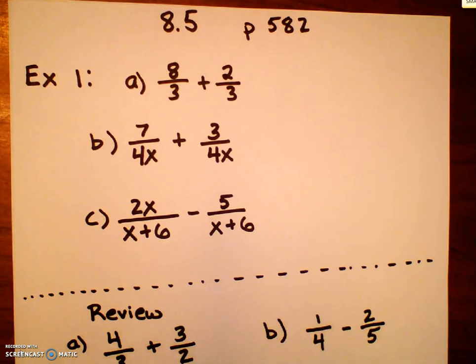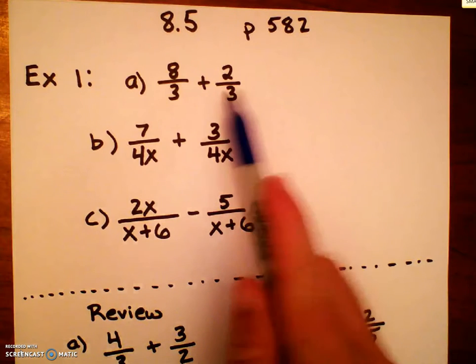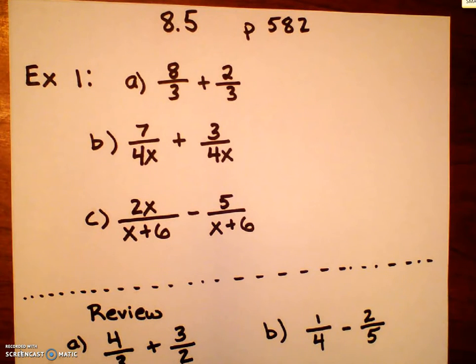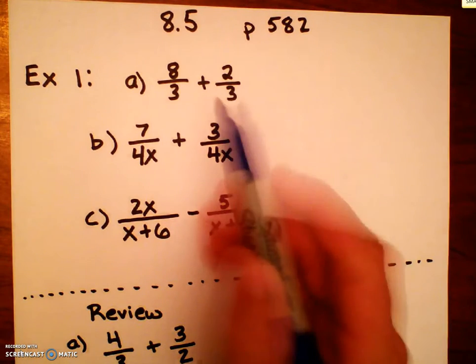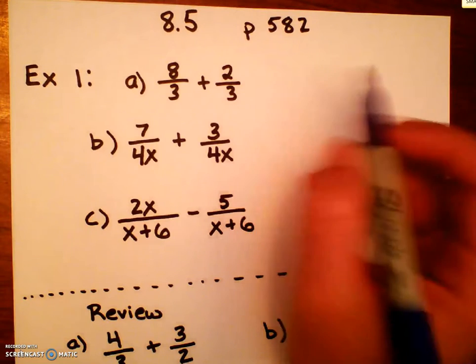Alright, in section 8.5, we're going to be looking at adding and subtracting, and also looking at more complex fractions. Starting off with the basics, I've got example 1 here, kind of leading into what we're going to be getting into. Example 1 has 3 parts. The first one is 8/3 plus 2/3.